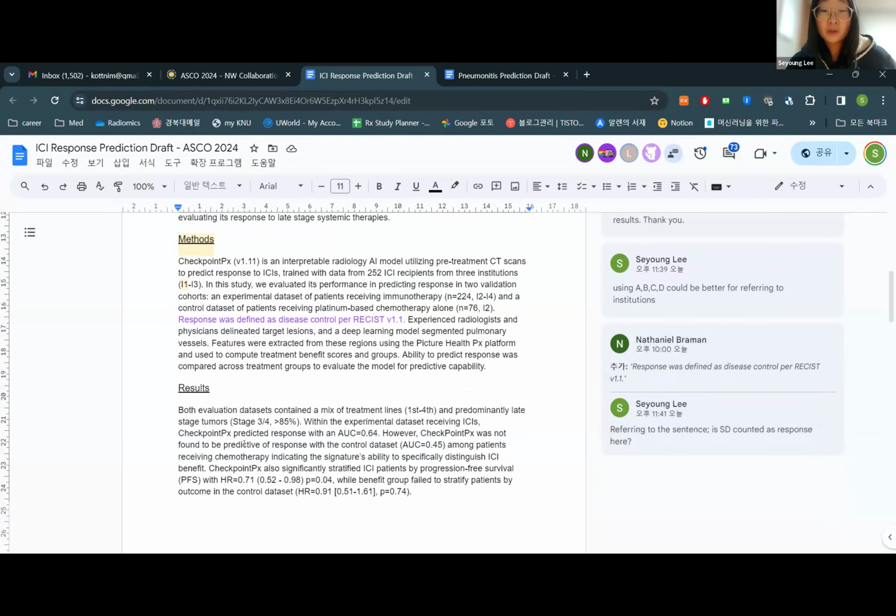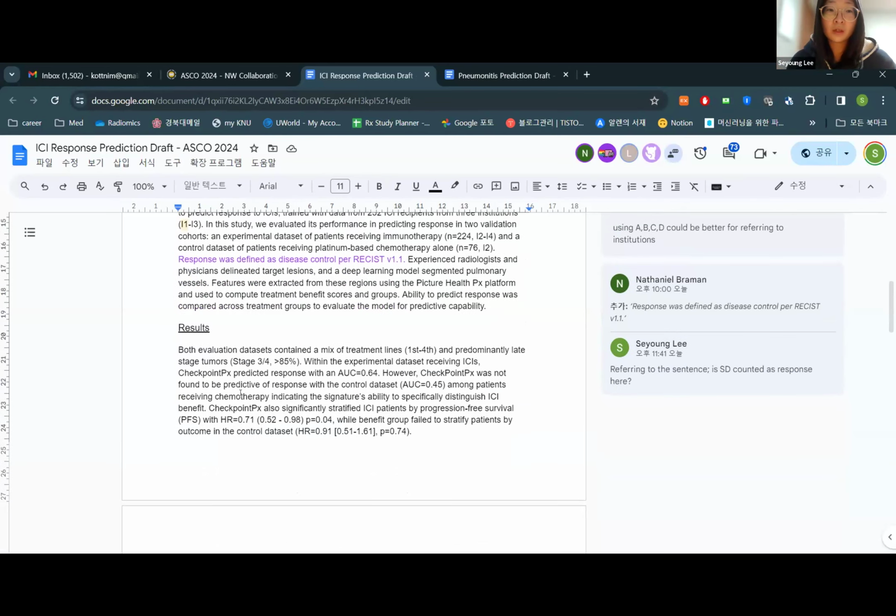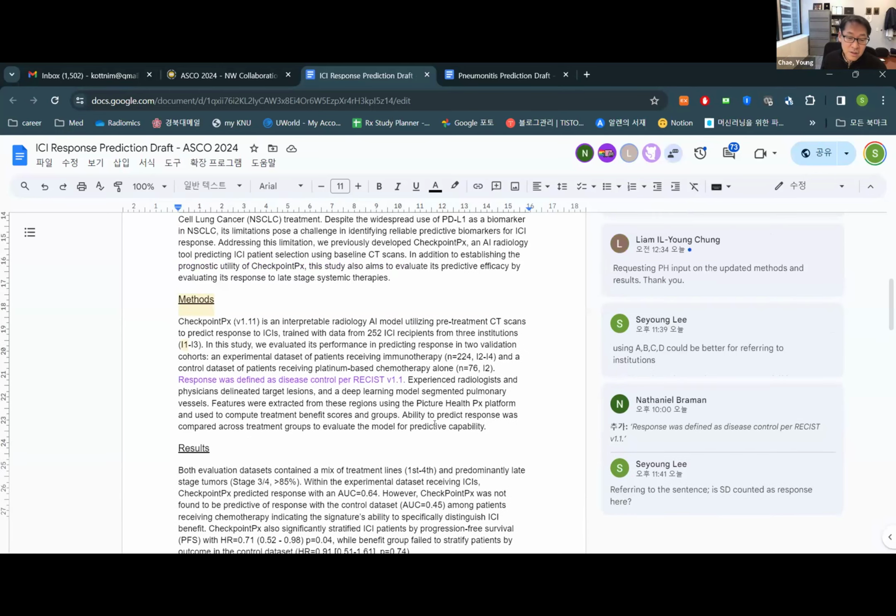Just for the demographics, I would like to add that the list of patients and the demographic info is right now in the hold of Picture Health because we don't have the information for institutions ABC. So we weren't able to get those demographics. But if it were to go to manuscript, I'll make sure that such information is there.